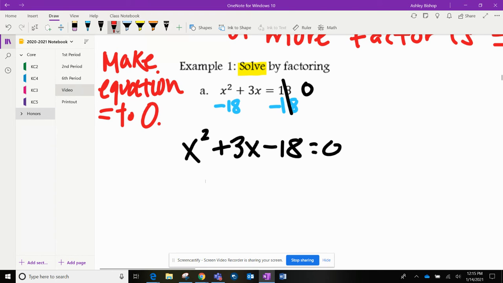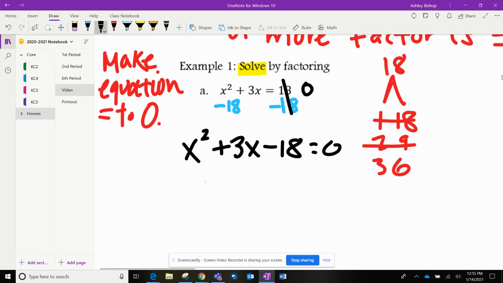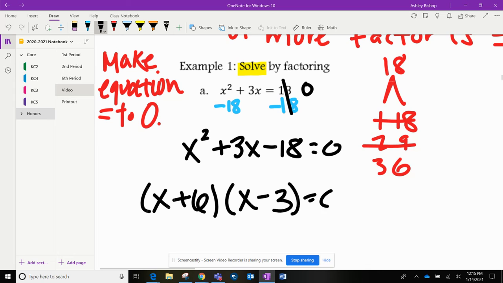So I'm going to find the factors of 18 that get me 3. So I have 1 and 18, 2 and 9, 3 and 6. I hope you agree with me that 3 and 6 will work. And I want positive 3. So I know that a positive 6 minus 3 will get me a positive 3. 6 minus 3, so a positive 6 and a negative 3.